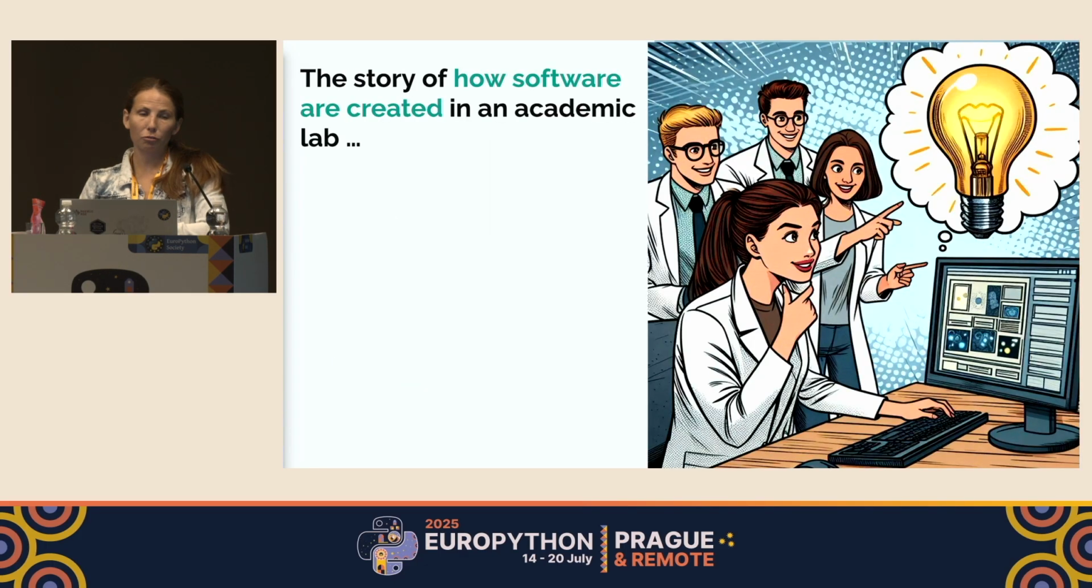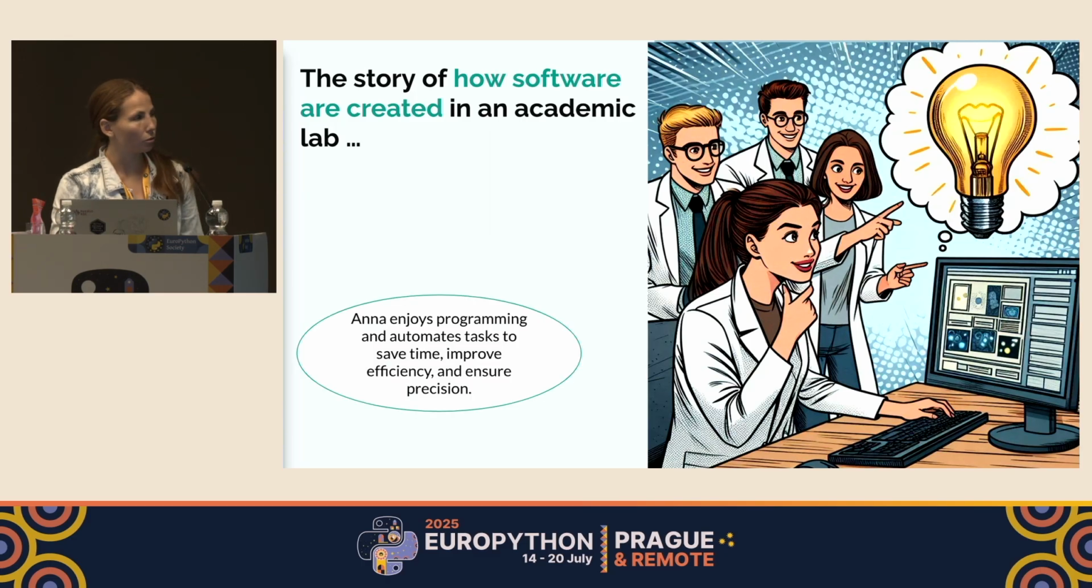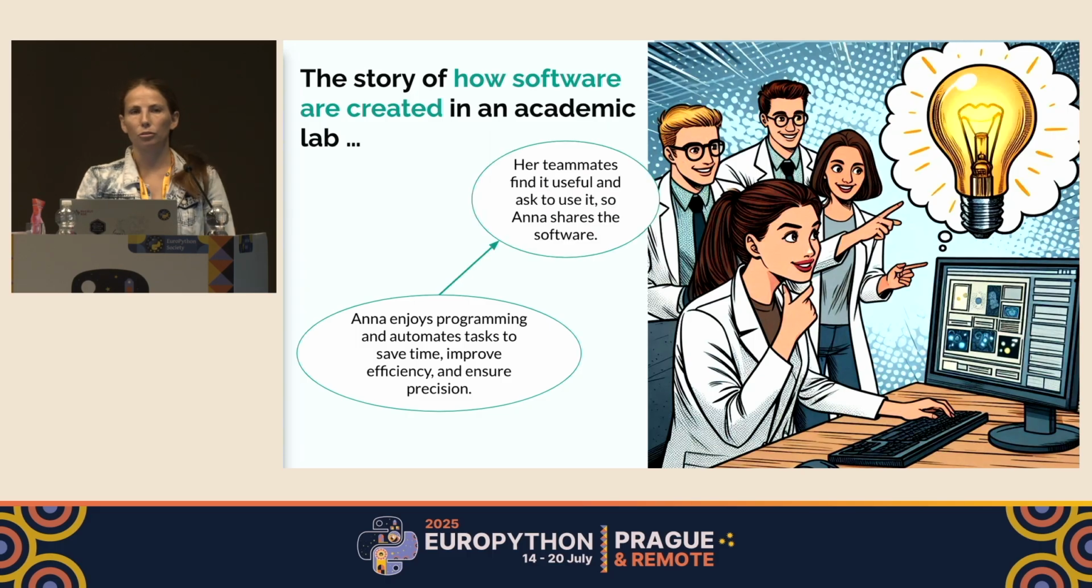First, I want to tell you how software is created in a research lab. It's a story I met multiple times in different labs, and I've been discussing it with a lot of people, so I think it's something that resonates. Usually, we have Hannah, she can be a PhD, a postdoc, or a PI in a lab, and she loves to program at the same time as she's doing her own research. She likes to program to automate tasks, have better experiments, gather more reliable data. And her teammates find her software very useful, so they want to use it. Hannah is a good teammate, so she shares the software.